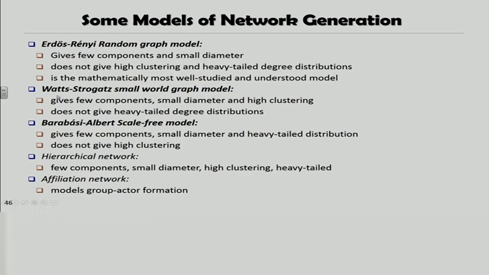Then the second proposal is by Watts and Strogatz, called the small world graph model. This one was proposed in the 1990s. At almost the same time, just a little later, Barabási and Albert proposed the scale-free graph model. We are going to introduce these two in a little more detail, especially the Barabási model.